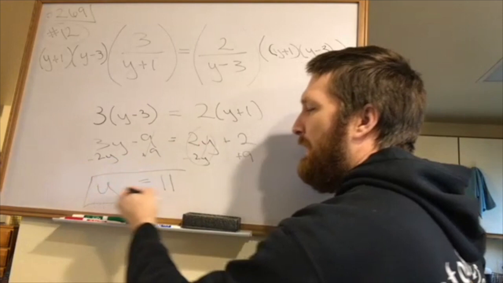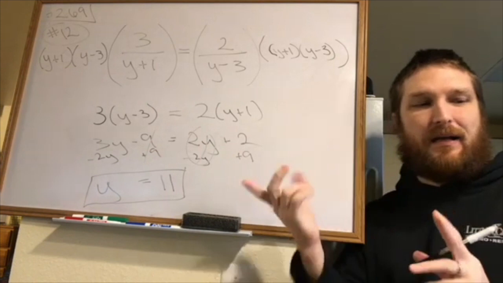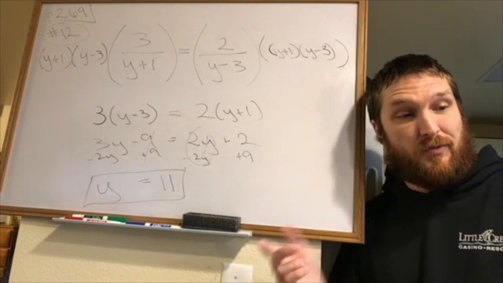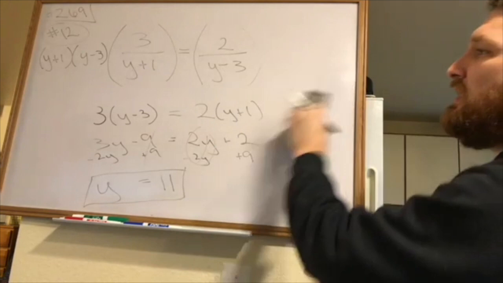Okay, am I done? No. What do I have to do? Check. I need to check. And what you're going to notice is I'm not going to plug in 11 and make sure that everything works. All I'm going to do is make sure that I haven't divided by zero. That's really the only name of the game here. Now, if you want, you could plug in 11 and actually do the calculations on both sides to make sure that they work. But that's not necessary unless you really want to check your work.